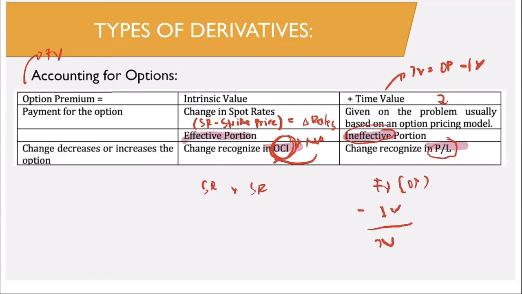So how do we compute for that? So generally, you have different dates, right? Date of option or date of transaction, then balance sheet date, then we have your settlement date.